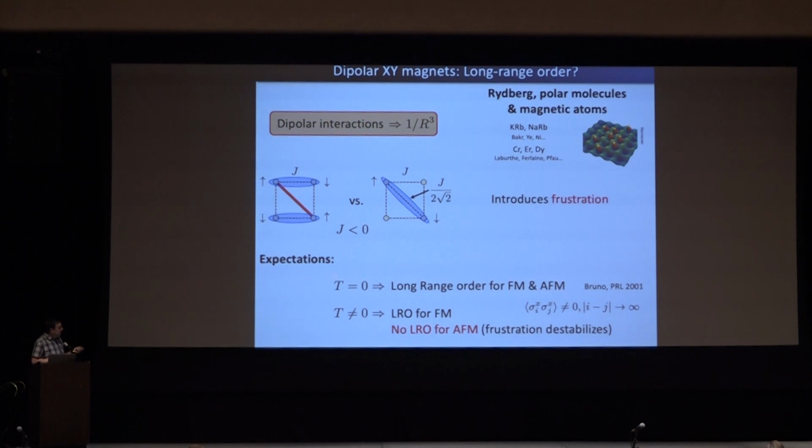In particular, what we expect is that at T equals 0, we expect long-range order for both the ferromagnet and the antiferromagnet. But at finite temperature, we only expect long-range order in the case of the ferromagnet, because for the antiferromagnet, this frustration destabilizes the order.